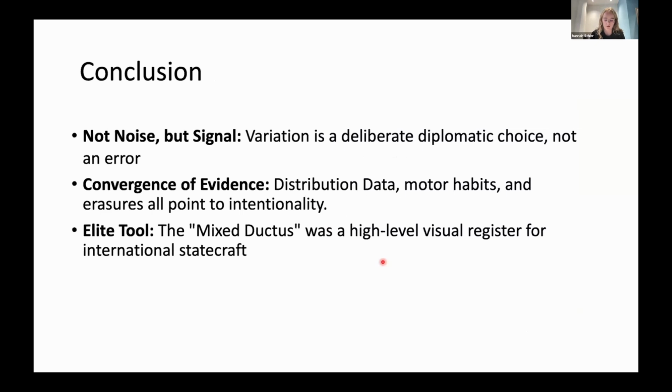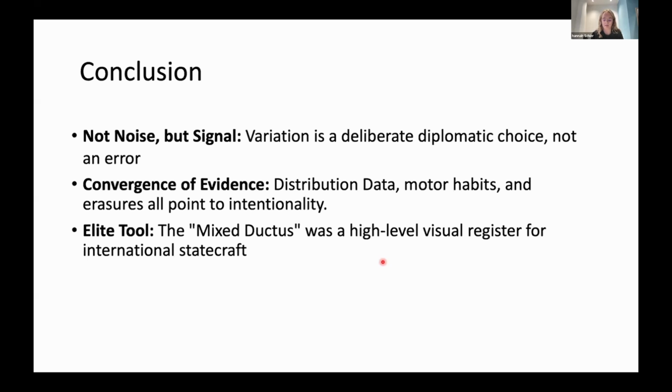To conclude, I want to leave you with 3 takeaways. First, what we see in this treaty is not scribal noise. It is a clear, deliberate signal. The foreign signs don't just wander across the clay. They cluster exactly where the diplomacy demands it.